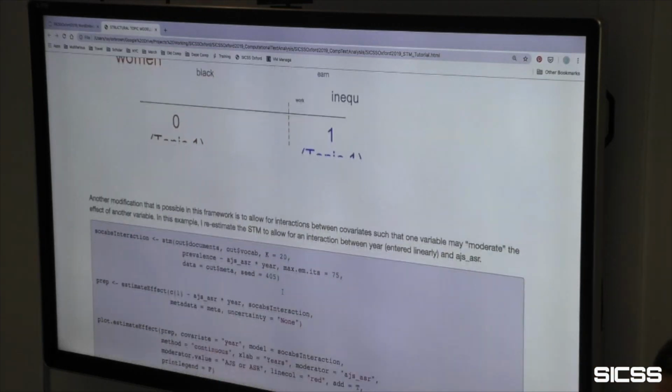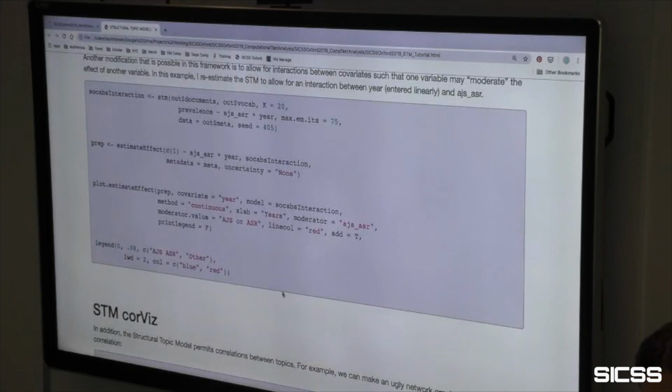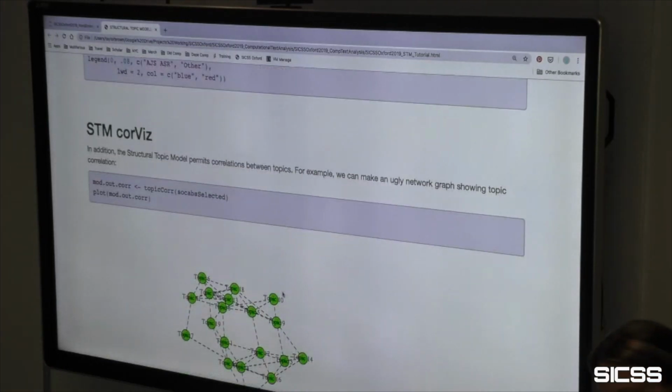We'll skip over this, but it's just creating interactions. So you can do interaction effects. And then STM has some cool visuals.